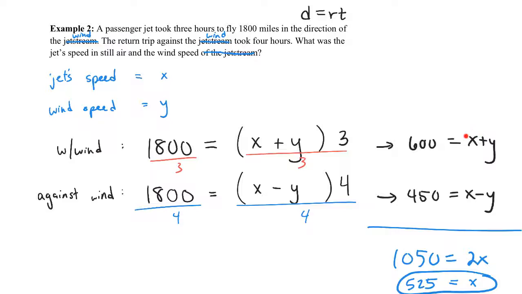If x is 525, what's missing for y? 75. 525 and 75 is 600. 525 minus 75 is 450. So y is definitely 75.